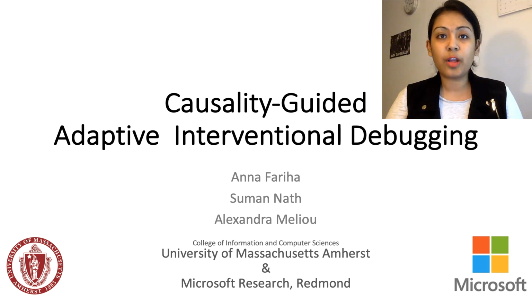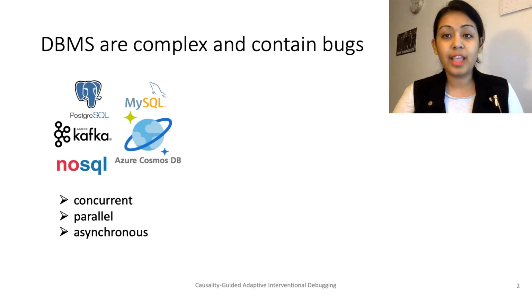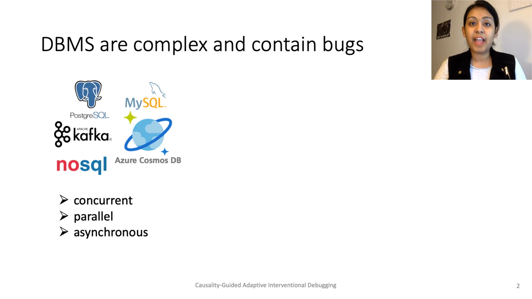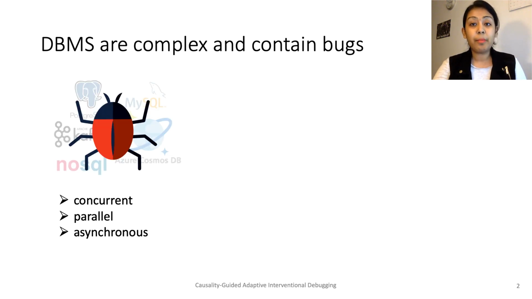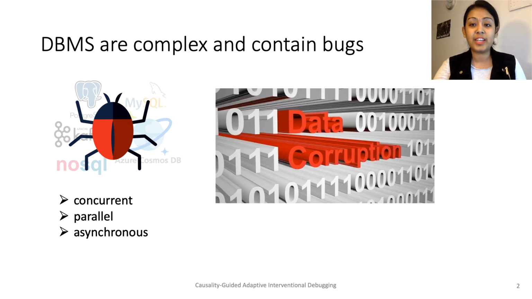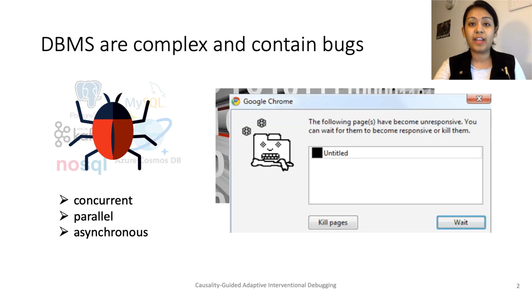Today, I'm going to talk about a data-driven debugging technique that explains why data systems fail intermittently. Data management systems and database-backed applications heavily rely on asynchronous and concurrent processing. Like other complex systems, these systems also have bugs. Bugs cause serious issues like data corruption, unresponsiveness, and crash.